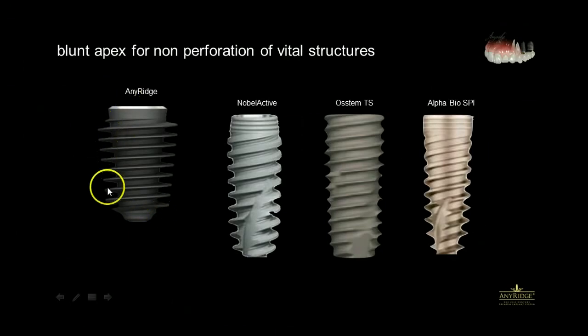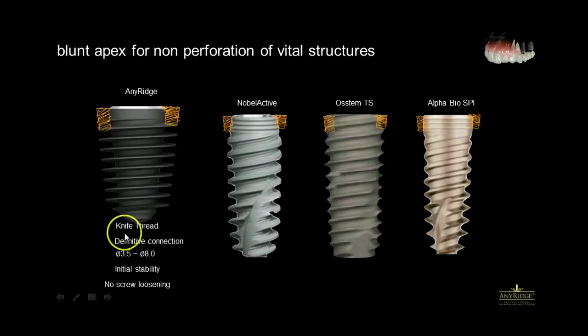And again, these thread designs are key. So again, with crestal bone preservation, some do, some don't. This one does, so does the Anyridge. But really what's unique about the Anyridge, again, is you have the knife thread, you have the definitive connection with the 5-degree Morse taper, 3.5 to 8.0 diameters of implants with 0.5 millimeter increment in each implant diameter. The initial stability is phenomenal, and you have zero screw loosening. It's very rare for you not to get 40 to 50 Newton centimeters of torque with these implants very easily.